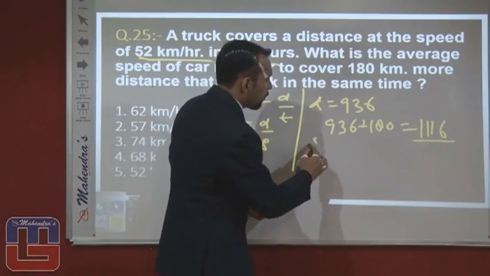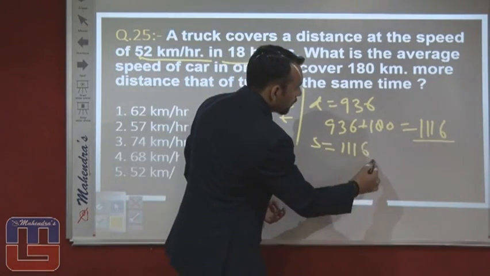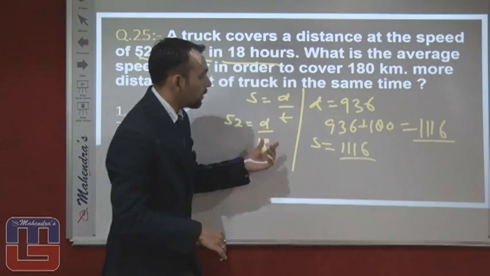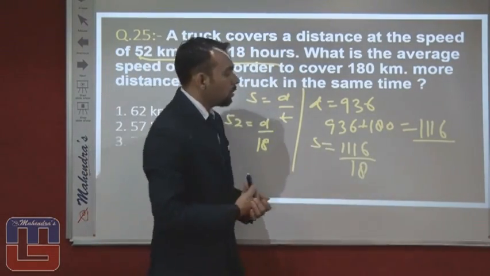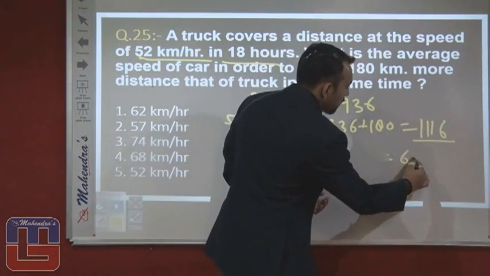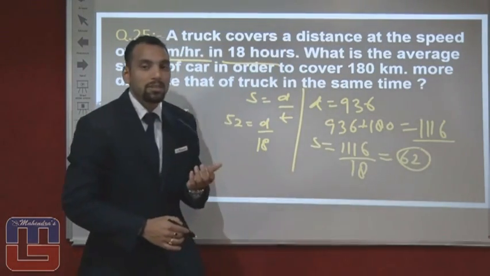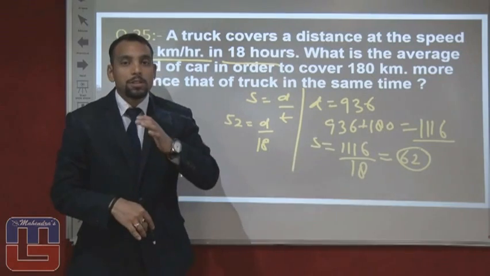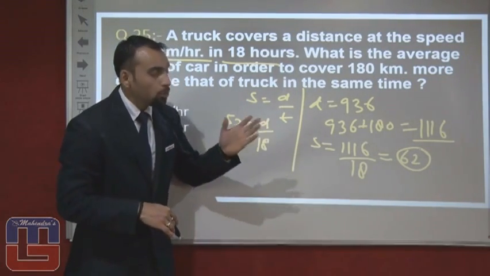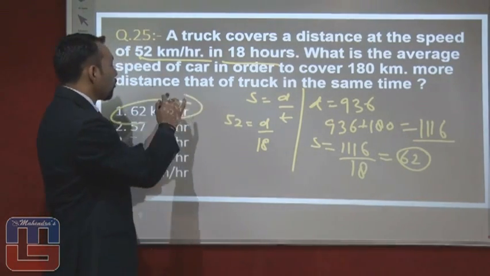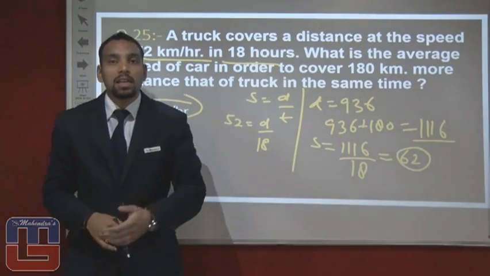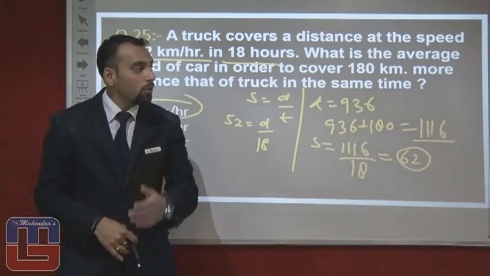So speed is equal to 1116 divided by time, which is 18. If you solve, you will get the value 62, which means the average speed of the car is 62 km per hour. Now see the options, check the options. Clearly the first one will be the correct answer of this question. Right, now move to our next question.